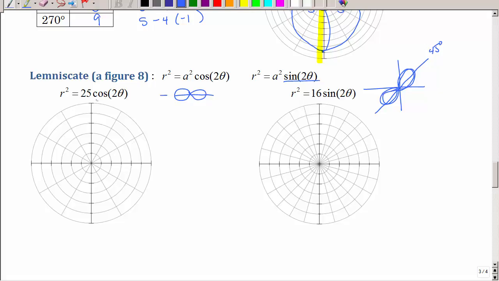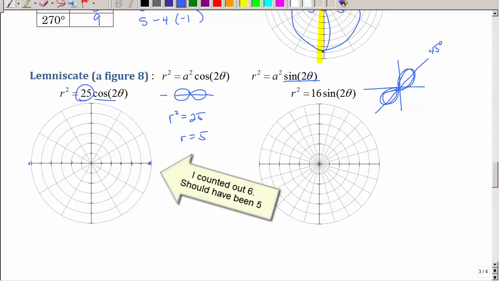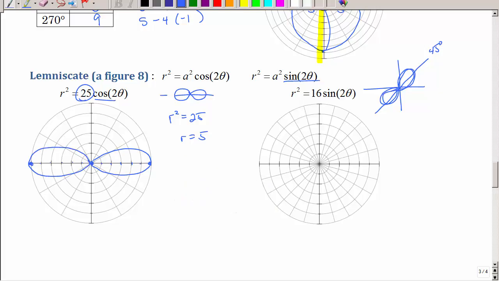All right. So cosine is going to be along the x-axis. You're going to take the square root of 25. And you're going to go out left and right 5. You're going to put a dot in the middle to the best of your ability. You're going to draw a figure 8. That's it. Okay.